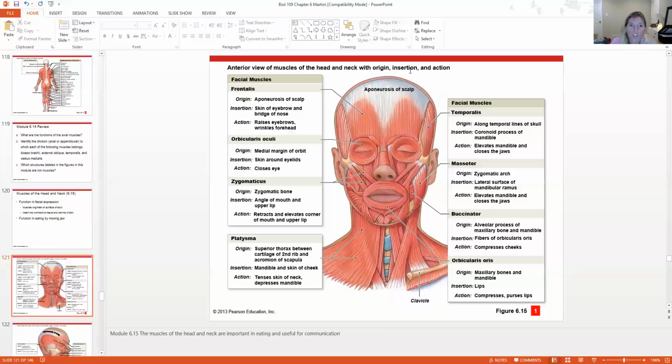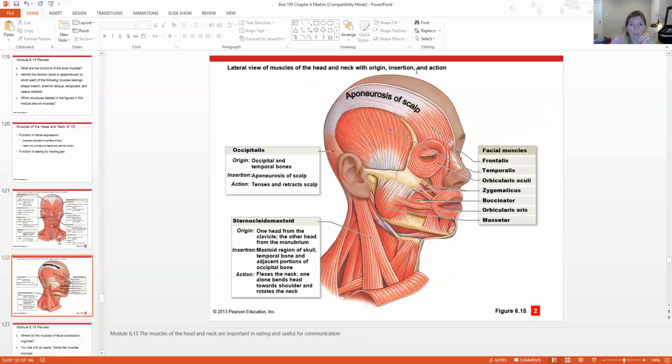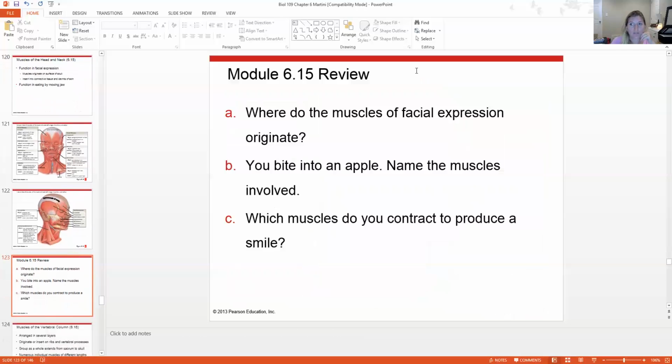Do you have to know origin, insertion, and action? No, not for my part of the class. You may have to know it for lab class, though. You just have to know what they are. So which of the following is on the face? Which of the following is used in facial expression? Something like that. Here you see muscles of the head and neck. And you can pause the video, go back and answer these questions.